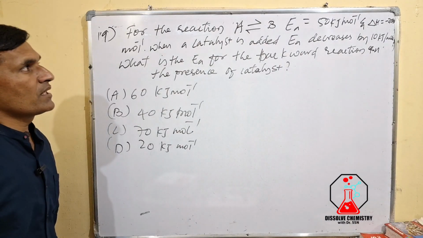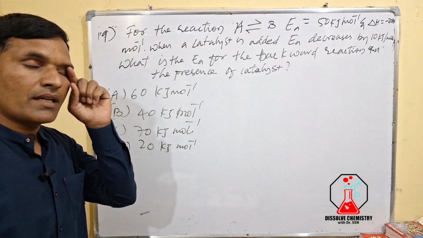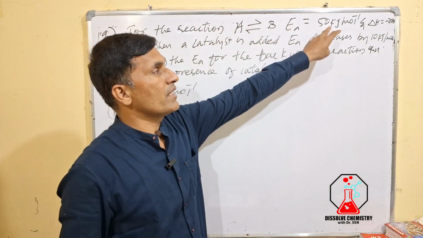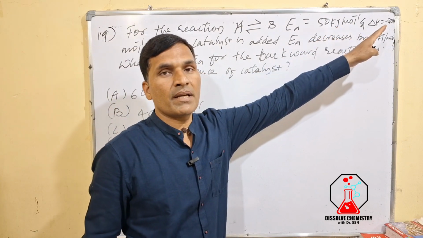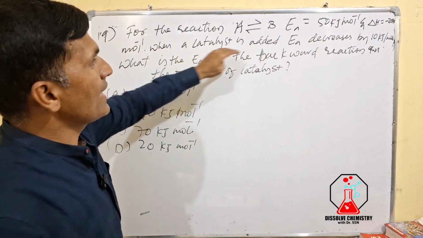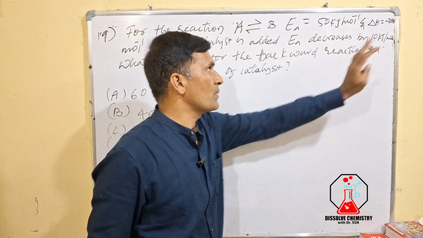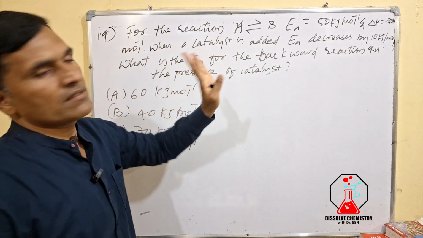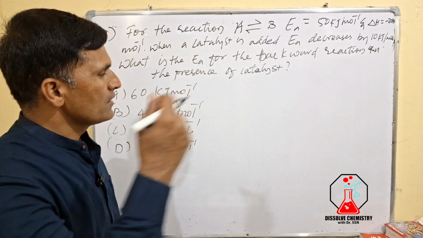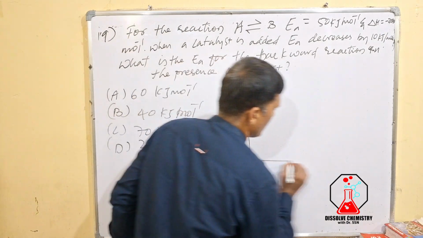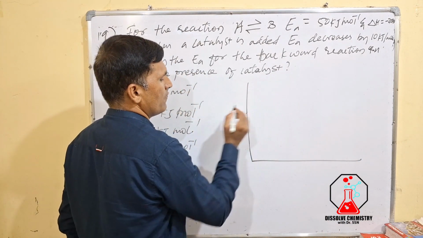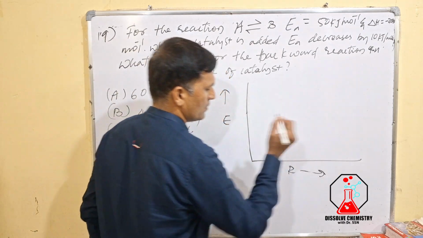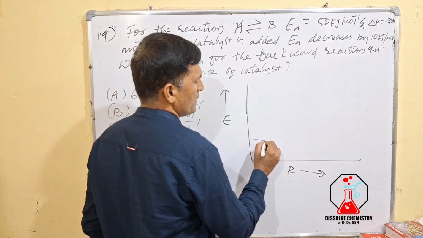The next question is for the reaction of A and B, where equilibrium is attained between A and B. Energy of activation is given as 50 kilojoules per mole and delta H is minus 20 kilojoules per mole. When a catalyst is added, EA decreases by 10 kilojoules per mole. What is the EA for the backward reaction in the presence of catalyst? To understand this, we will do it simply. You draw a graph for this, energy against reaction coordinate.